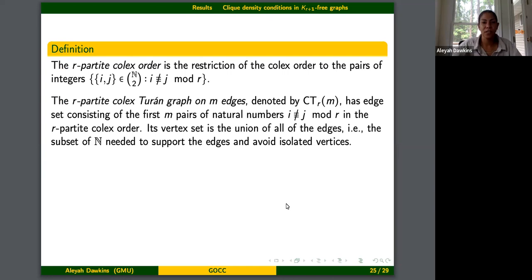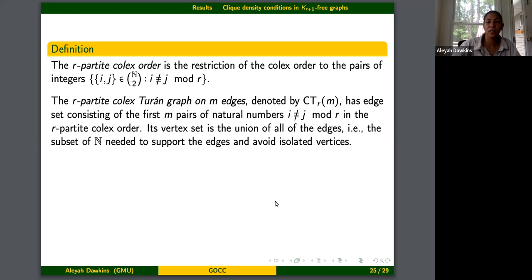So before we get into those conditions, I'd like to just talk about the colex order a bit and the colex-Turán graph. So the r-partite colex order is the restriction of the colex order to the pairs of integers i,j where i is not congruent to j mod r. Right, so you're just looking at the colex order of a bunch of pairs of numbers, and you're just removing the ones where i is congruent to j mod r, and you're not using those. And if you're unfamiliar with the colex order, it's just based off the symmetric difference. It's just a way to order pairs.